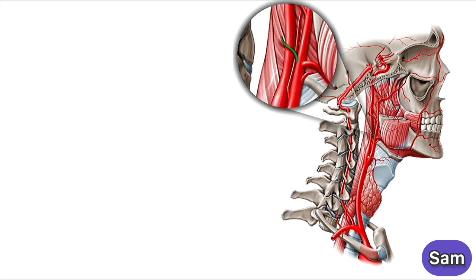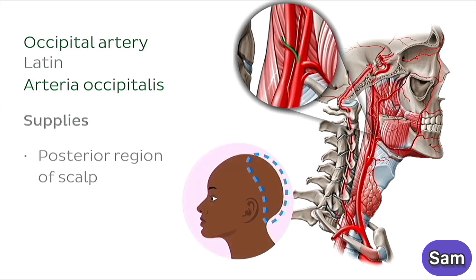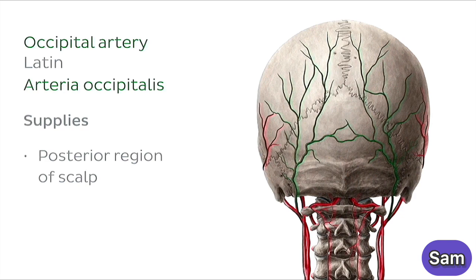As we can see, the O of our mnemonic is for occipital artery, which is the fifth branch of the external carotid artery. It travels towards the occiput to supply the posterior region of the scalp. We can see the beginning of the occipital artery here highlighted in green. In this image of the skull from a posterior view, we can get a better idea of its complete path.